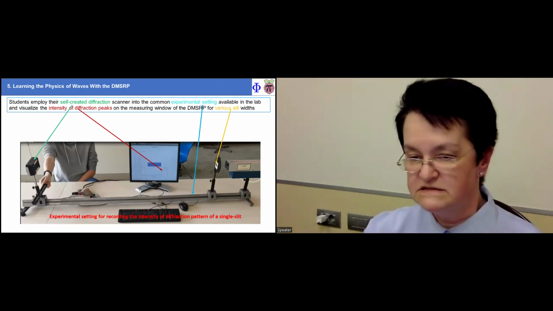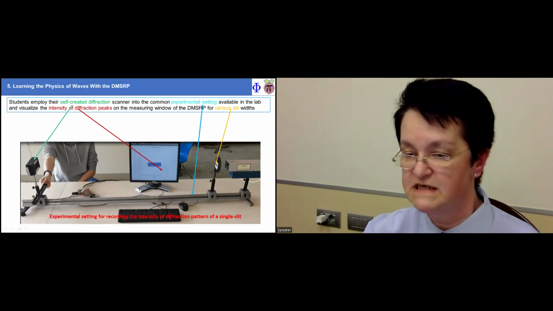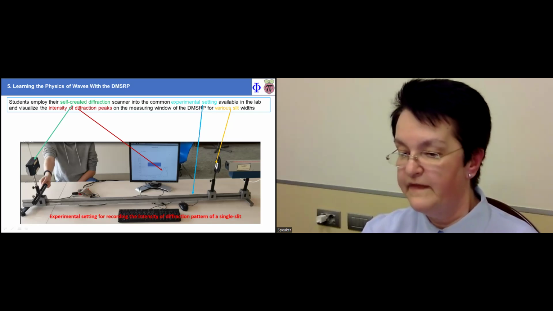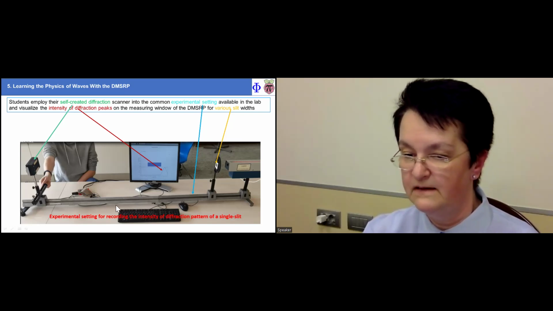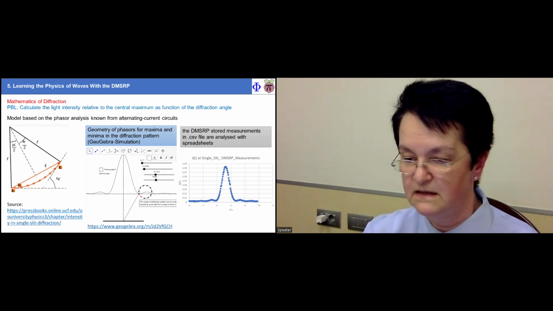Here's the whole setting. So we have here a student who employed a self-created diffraction scanner in the experimental setting. This is their self-created scanner. Then here is the available setting in the lab. And here is how they record the intensity of the diffractions. What I want to show here is some levels.